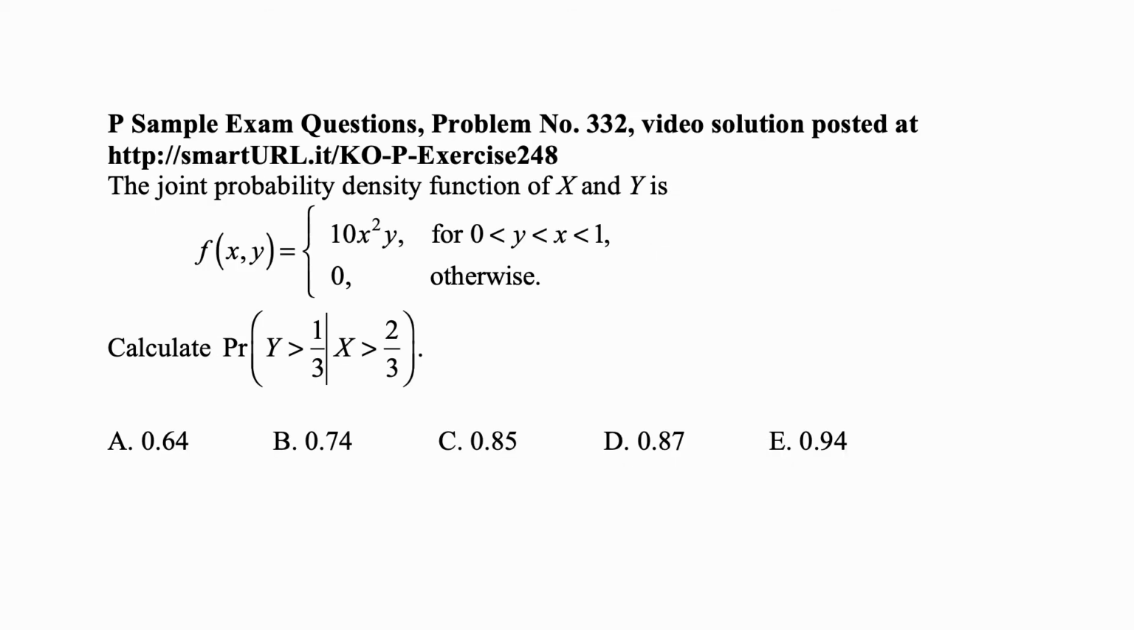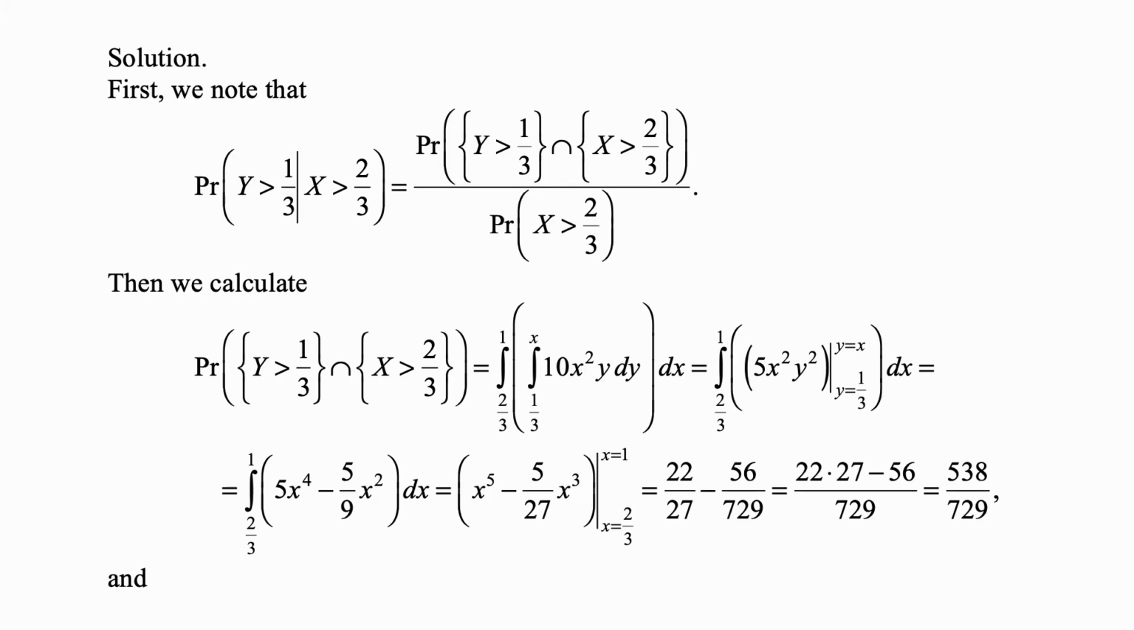Here's a problem for today for exam P on probability. The joint probability function of x and y is 10x squared y for y greater than 0 but less than x and x less than 1. And we are asked to calculate the probability that y is greater than 1/3 given that x is greater than 2/3. And here's the solution.